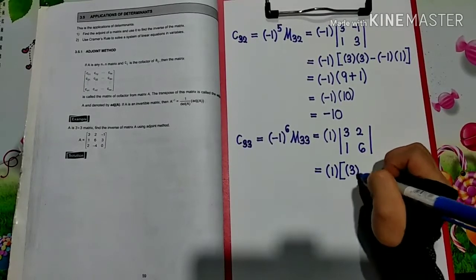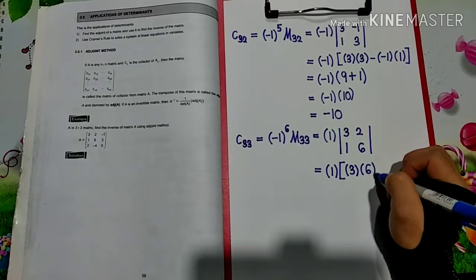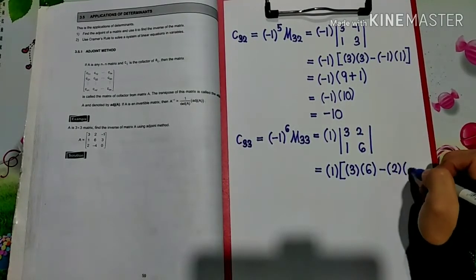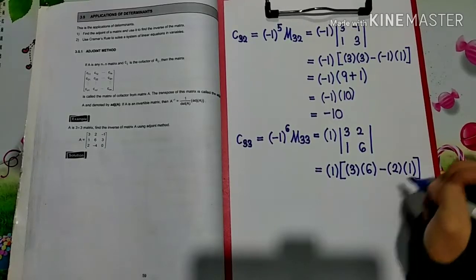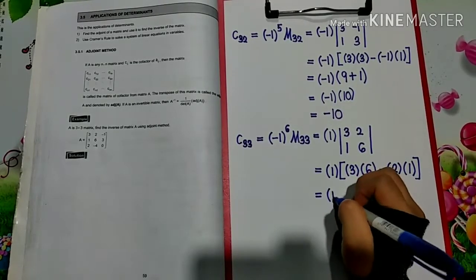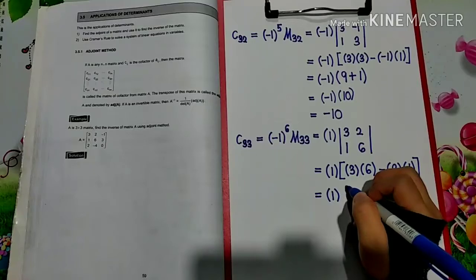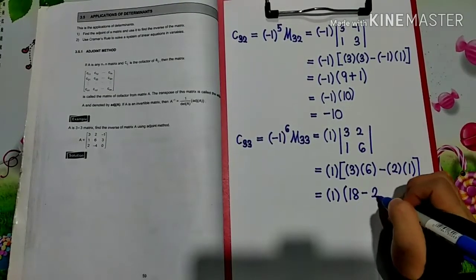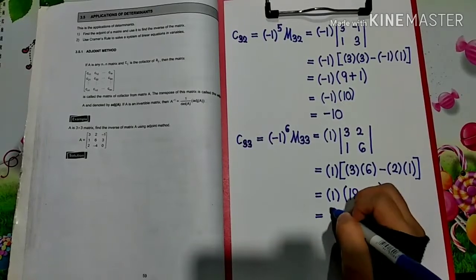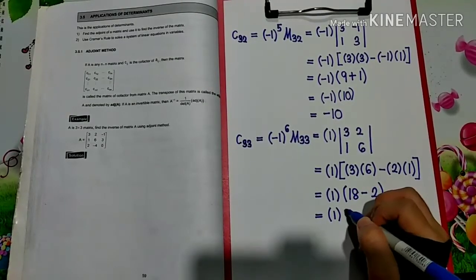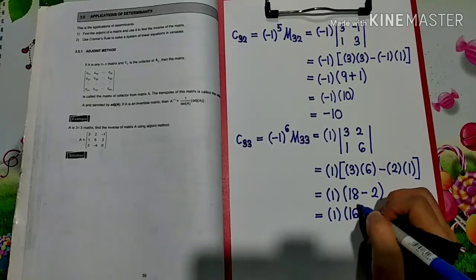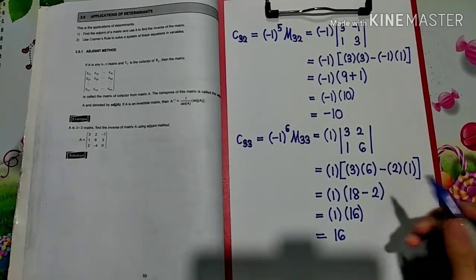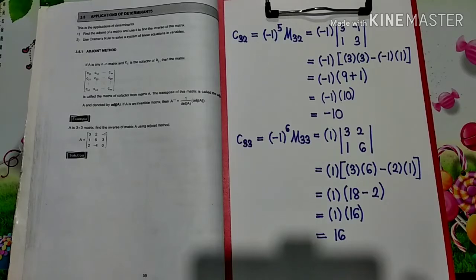What you will get for the C33? So this one 3 multiply with 6 minus 2 multiply with 1. And then 3 multiply with 6, 18 minus 2. So 18 minus 2, you will get 16. 1 multiply with 16, you will get here 16 for C33.